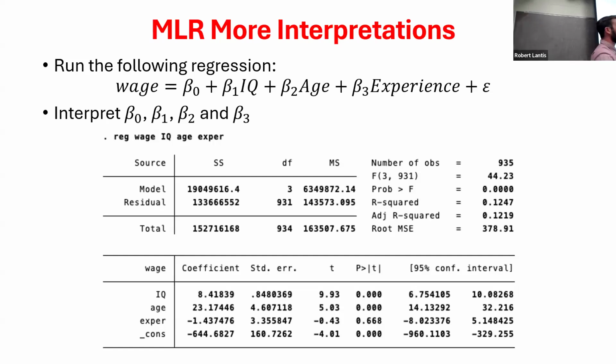The amount each additional year adds to your wage, holding IQ and age constant. It would reduce it by 1.4%. Yeah, so this one's kind of weird. It's a 1 unit change in X, so having 1 more year of experience actually predicts that wages go down by $1.40. So that's holding constant the age and the IQ of the individual.